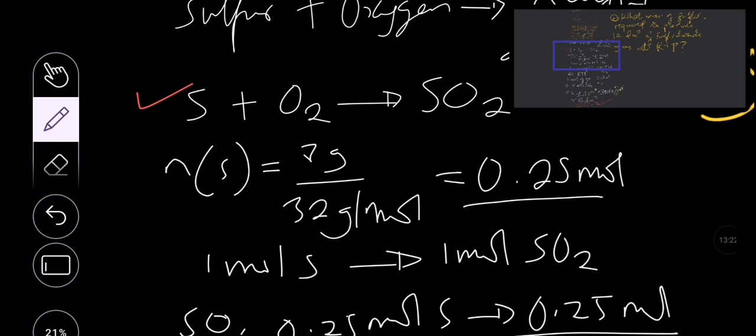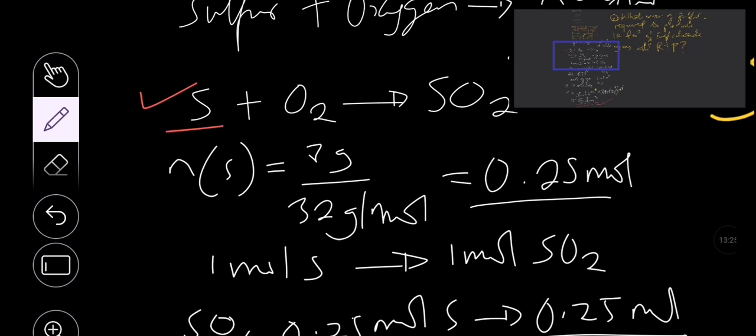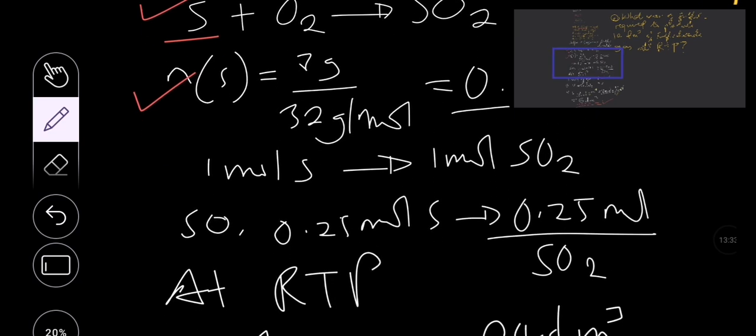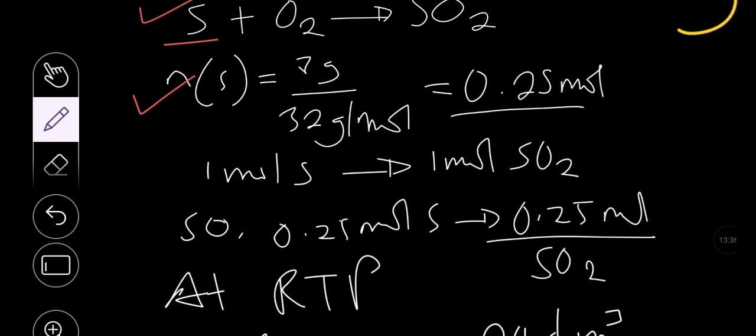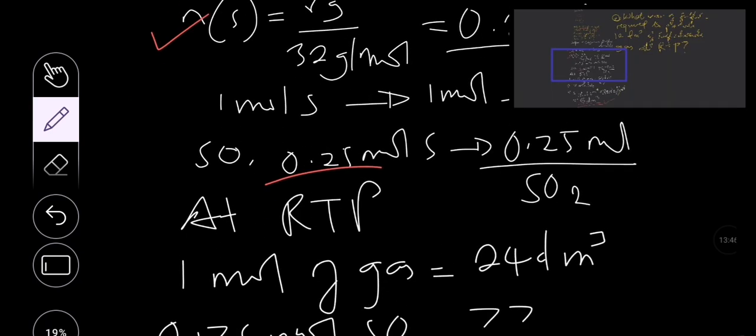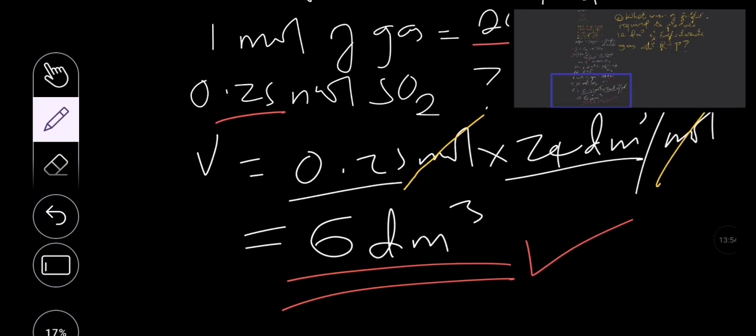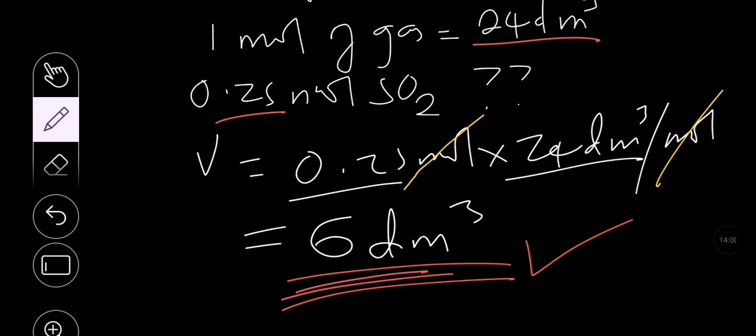From the chemical equation, you come up with the relationship, I mean, the number of moles of sulfur, because we are given the mass. After finding the number of moles of sulfur, you relate in the equation and find the number of moles of sulfur dioxide, which is going to be 0.25 moles, because there was a 1-to-1 relationship. At room temperature, 1 mole of gas occupies 24 cubic decimeter. How about 0.25 moles? It is going to be less, so we just have to multiply, and then we have this response. Okay, good, simple, right?